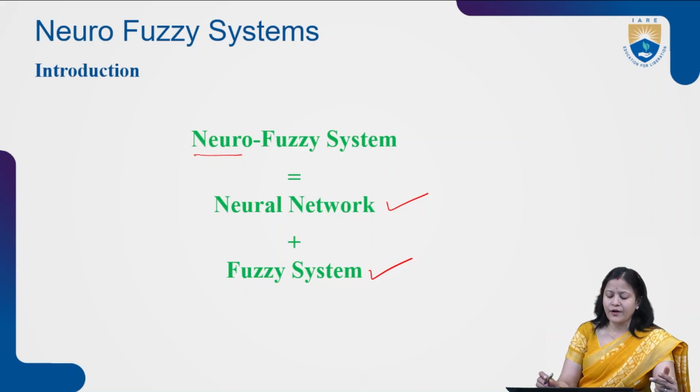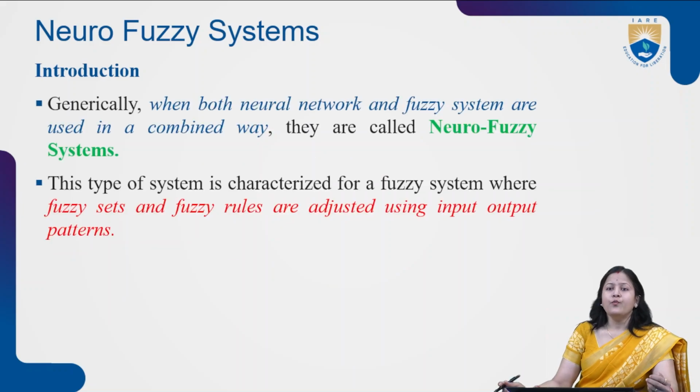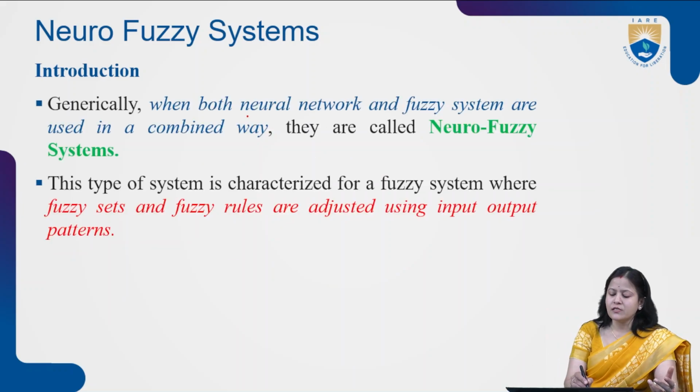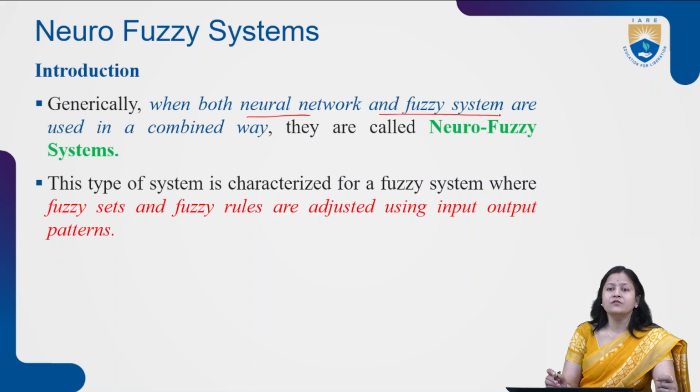So a Neuro-Fuzzy system consists of two concepts. One is the neural network and the second one is the fuzzy system. When both neural networks and fuzzy systems are used in a combined way, that is called a Neuro-Fuzzy system. This type of system is characterized as a fuzzy system where fuzzy sets and fuzzy rules are adjusted using input-output patterns.